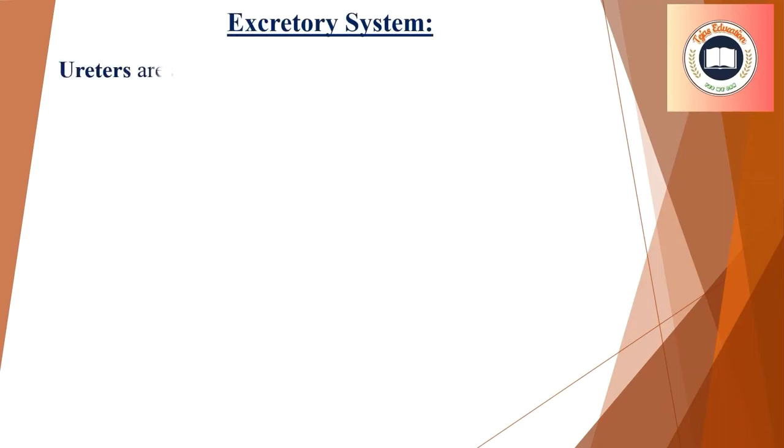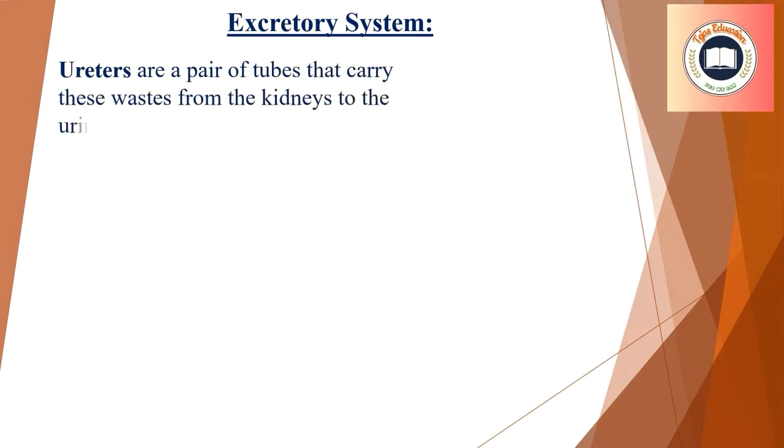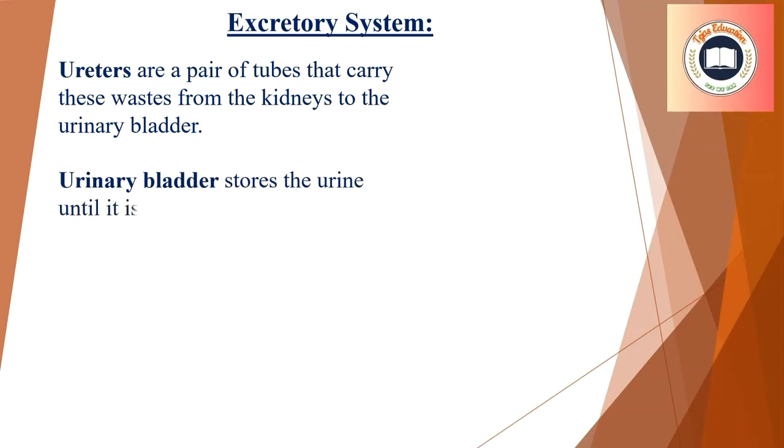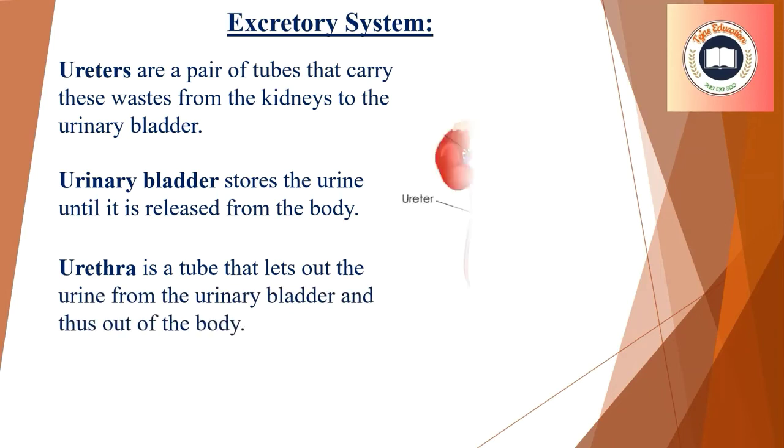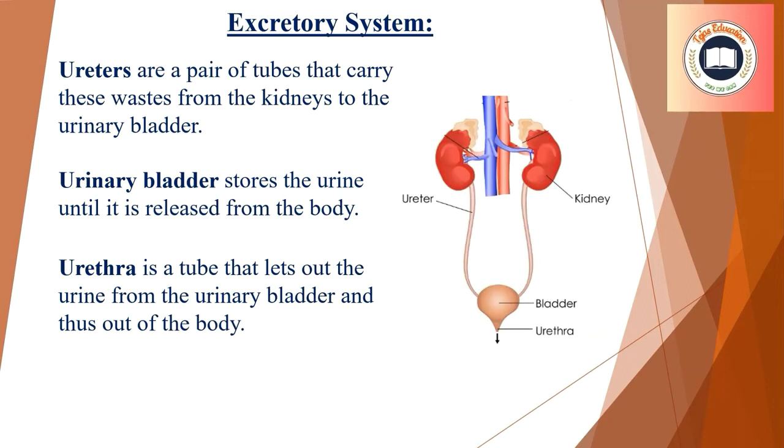Ureters are a pair of tubes that carry these wastes from the kidneys to the urinary bladder. The urinary bladder stores the urine until it is released from the body. Urethra is a tube that lets out the urine from the urinary bladder and thus out of the body. See the diagram of the excretory system to the right side.